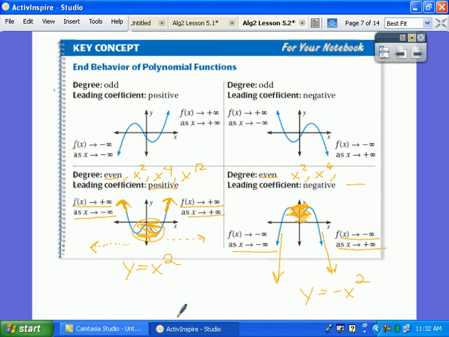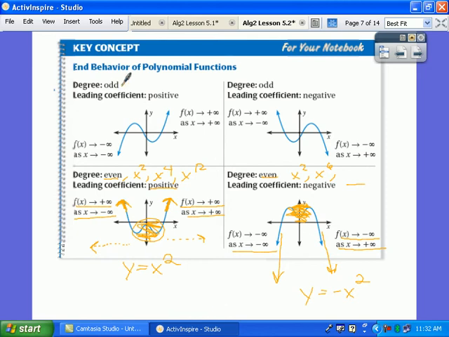So if we ignore the middle part, we're going to see a graph that looks remarkably like this, especially on a big scale. The idea of end behavior is it's supposed to give you a big picture understanding of what the graph would look like.